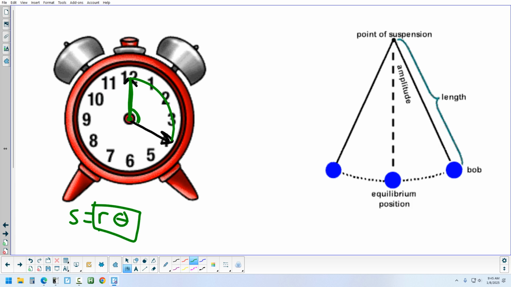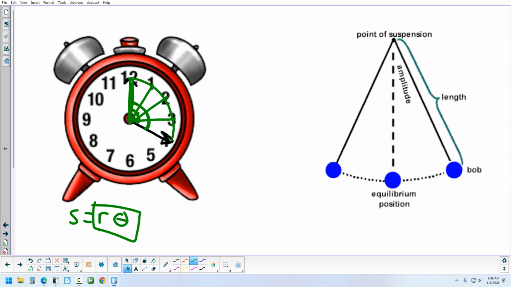12 to 2 is 60. And 12 to 3 o'clock, that's a 90. So if you think of that as a 90, each section is 30, 30, and 30, and then you're going one more section. So what would be the angle from 12 to 4? That's a 120 degree angle. Now you've got your angle, you've got your radius, you can easily figure out the problem.